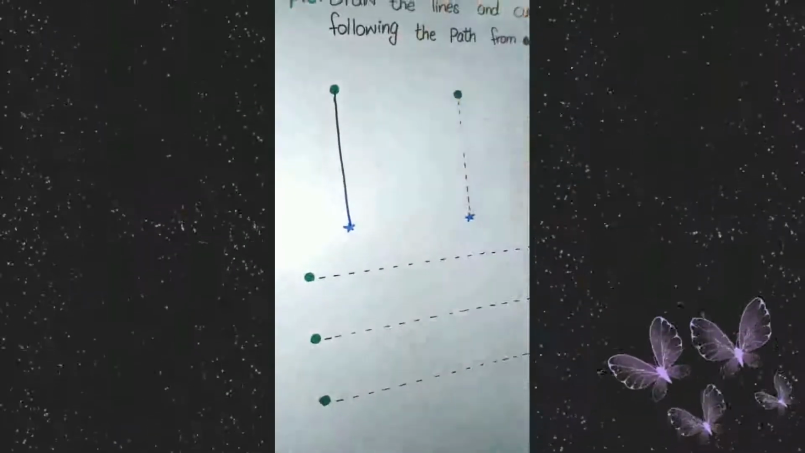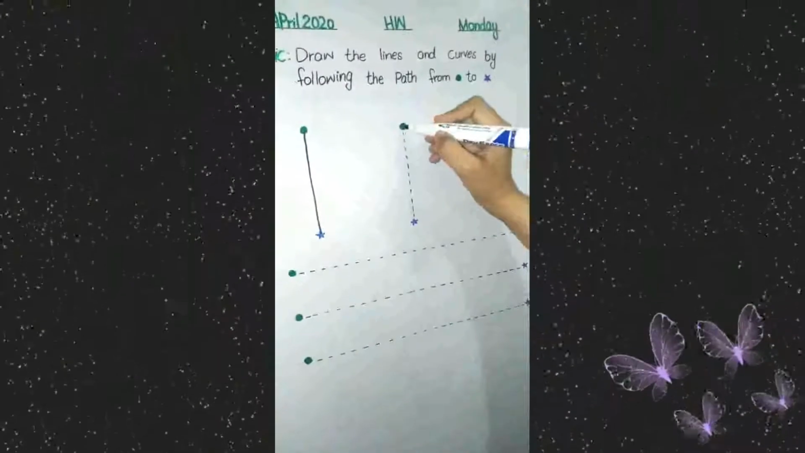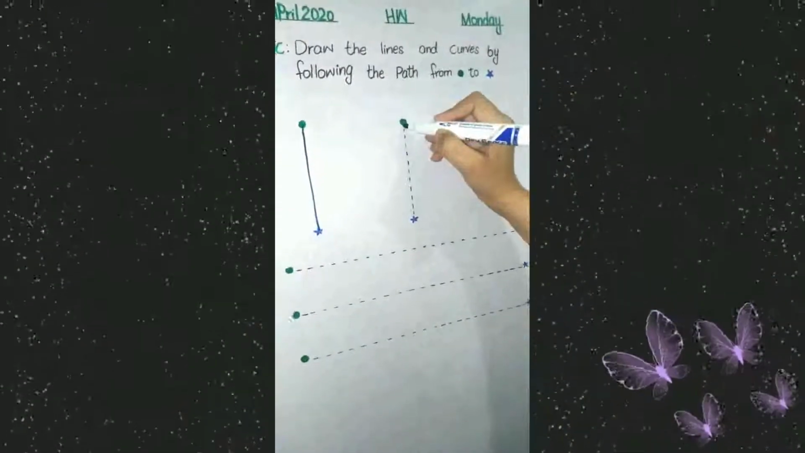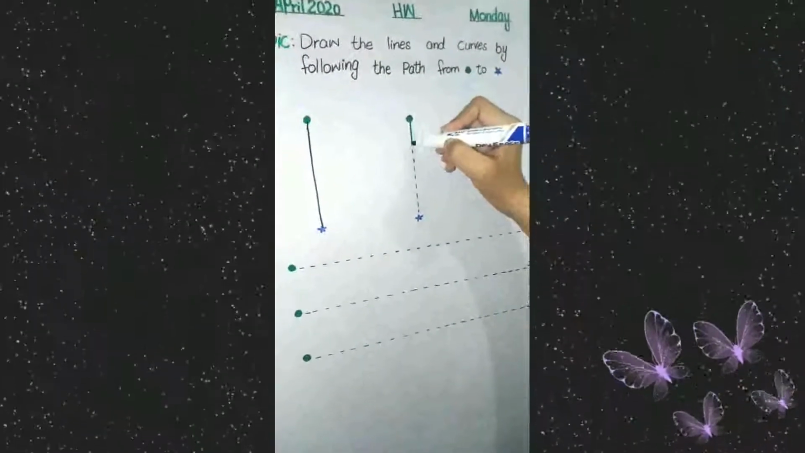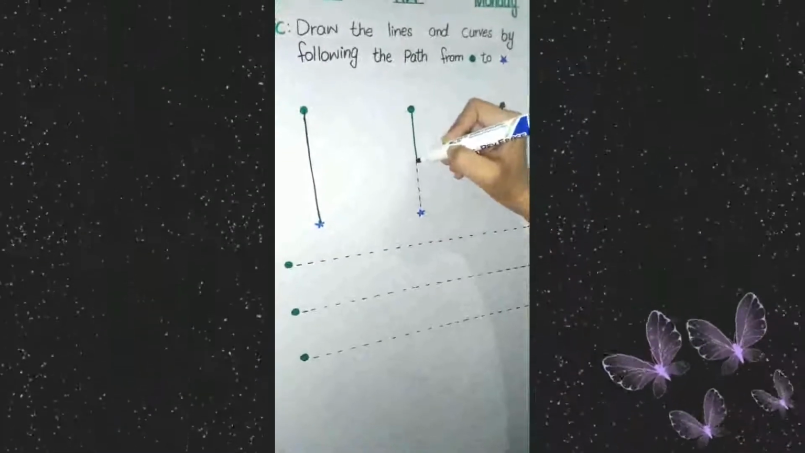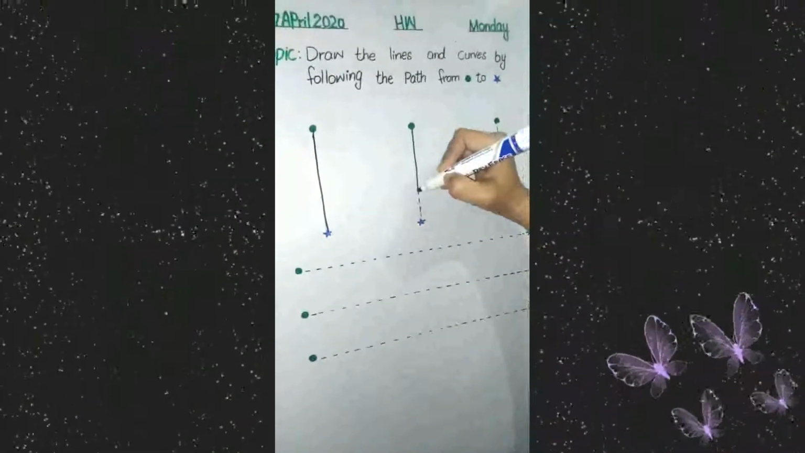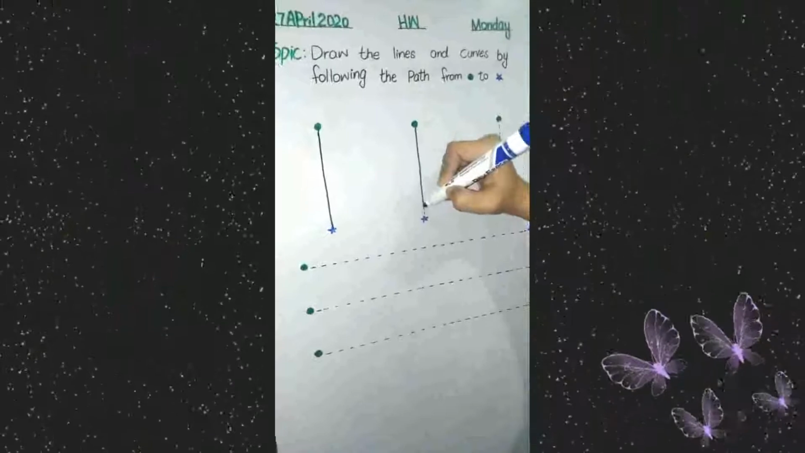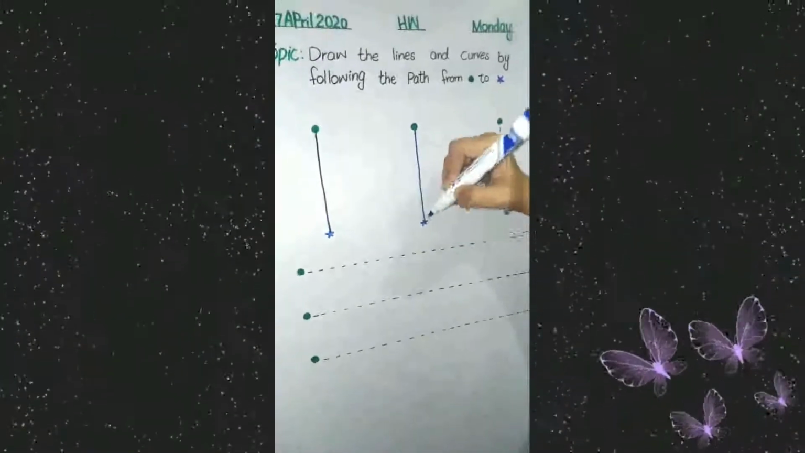Yes, done. Alright, now again. Start from big dot, follow the dots, trace it slowly, slowly. Tick, tick, tick.